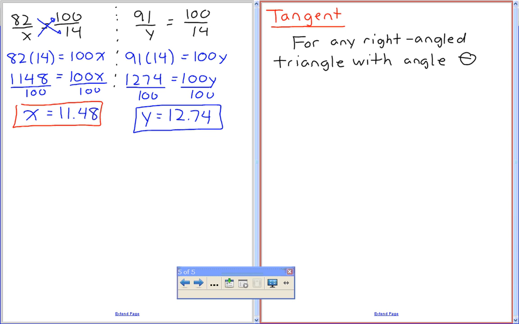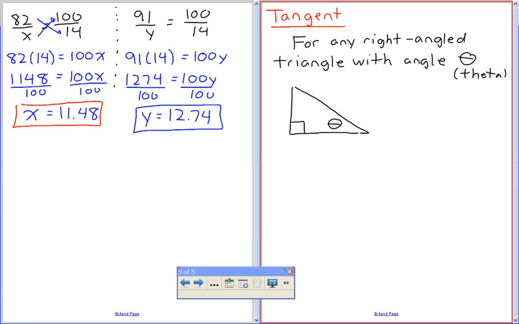Does anyone remember what that funny symbol is called? The circle with a line through it. Omega? You're so close. It's not omega, that's another one. Theta.